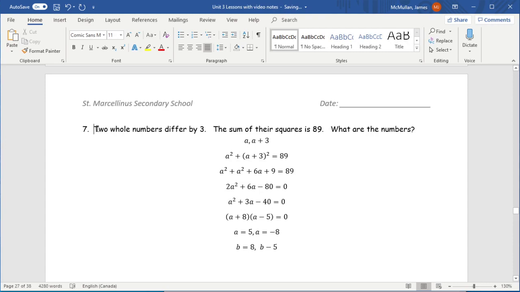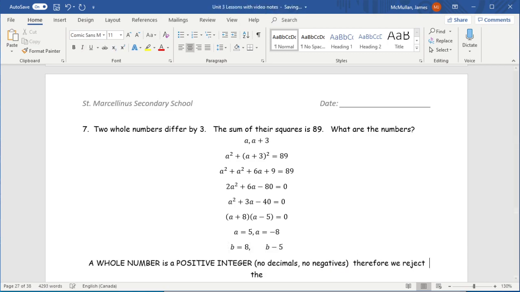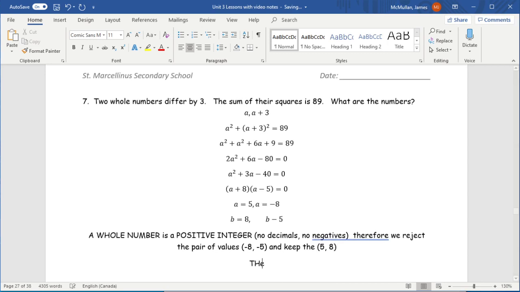Now, in this question it says two whole numbers differ by 3, the sum of their squares is 89. Now, a whole number is a positive integer. Integer, remember, means no decimals, and a whole number also means no negatives. So we reject the pair of values negative 8 and negative 5 and keep the 5 and 8. So the two numbers are 5 and 8.